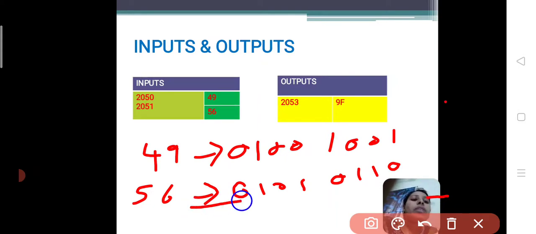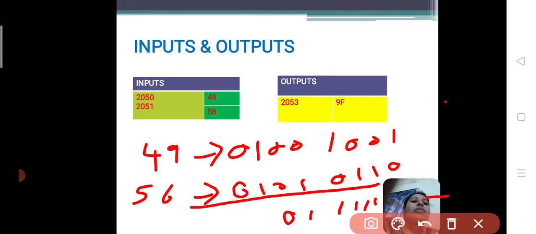For the addition of these bits, 10 plus 01 gives 1, and so on. Next the MSB bits: 01 plus 00 gives 1, and 1 plus 1 gives 0 with carry 1. So 1001 means 9 and 1111 means F.